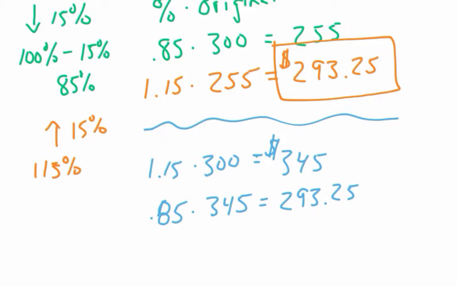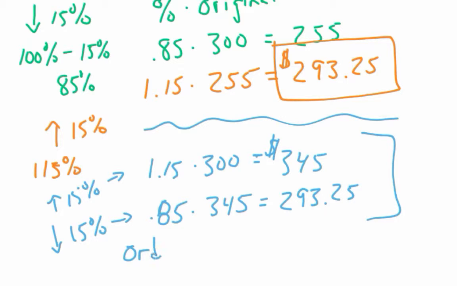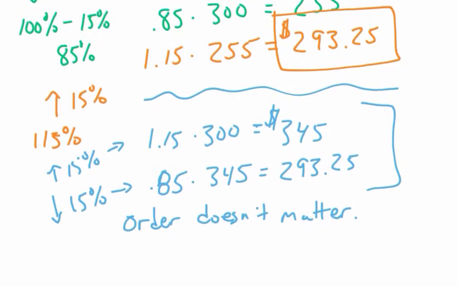I'll end up right back at my $293.25. So, example 1, and I don't know if you wrote this blue part, I probably wouldn't have. It probably isn't going to make sense unless you go through and say up by 15%, it's right there, down by 15% is right there. Then you could say order doesn't matter. But sometimes we'll find that order does matter.